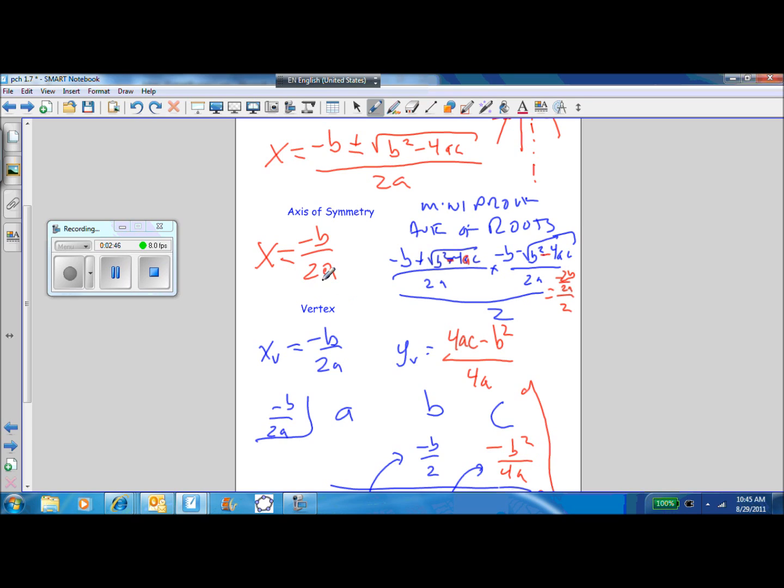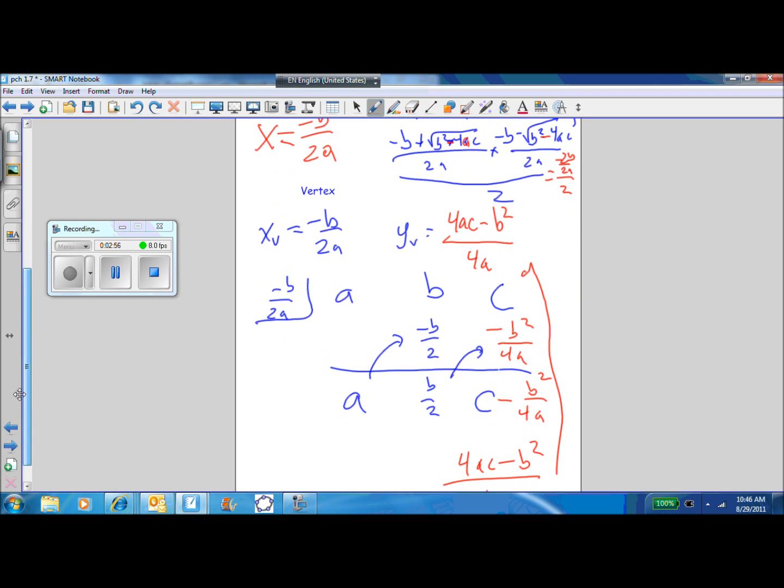Now, the x-coordinate of the vertex matches the x-coordinate of the axis of symmetry, negative b over 2a. For the y-coordinate of the vertex, you have to memorize this formula, but you could derive it by putting negative b over 2a into synthetic substitution and coming up with 4ac minus b squared over 4a. Some kids actually like to memorize that. I think you're better off just using synthetic substitution or direct substitution to plug in to come up with your y-coordinate of the vertex.